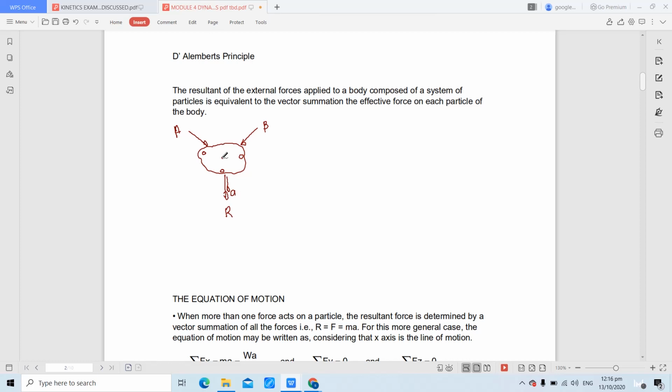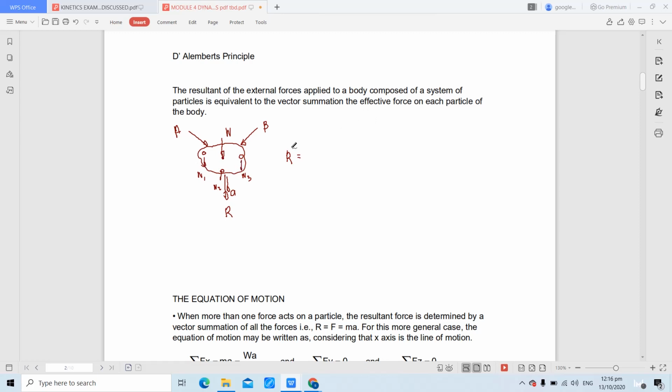And then, meron yung weight, syempre. Ito yung centroid ng ating body, nandyan yung ating weight ng ating body. Syempre, yung mga particle na nagko-compose mismo sa body, may kanya-kanyang weight din. So, particle 1 is weight 1, particle 2, weight 2, particle 3, weight 3. By the D'Alembert's principle, sabi doon, the resultant of the external forces A and B, or that is vector A plus vector B, that is equivalent to R, is equivalent to the vector summation of effective forces on each particle.